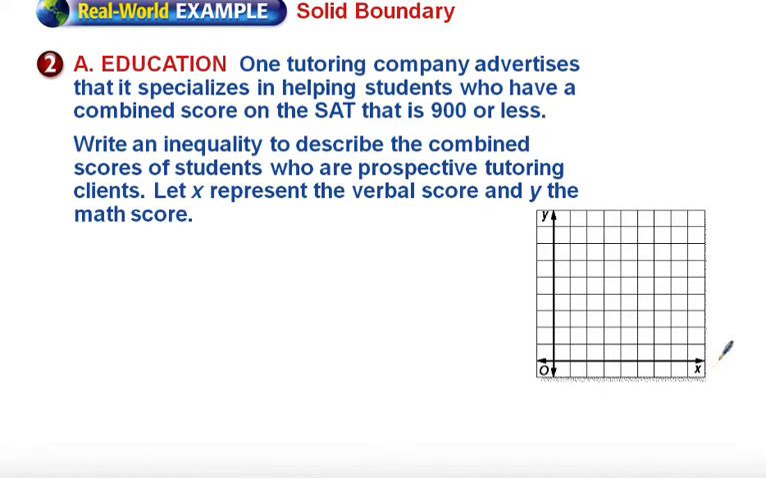There's 2 parts to the SAT. So you have the verbal portion, which is our X, and you have the math score, which is going to be represented by Y. Now, when you get your SAT scores, you'll know that you're going to have to add the verbal and the math together. So in our instance, that's going to be X plus Y. But the tutoring company says that you can only go to the tutoring if you have a score that is less than 900. So, or equal to. That is 900 or less.